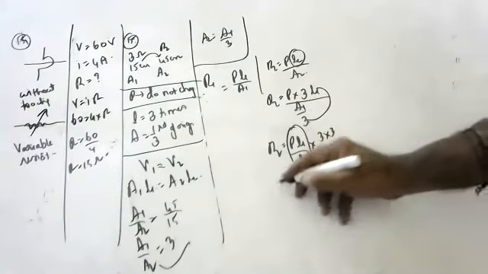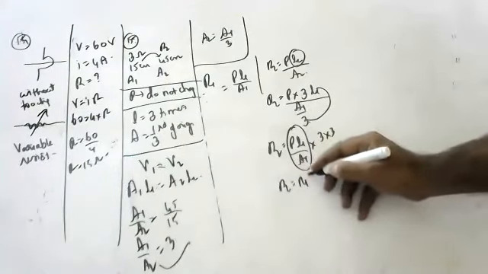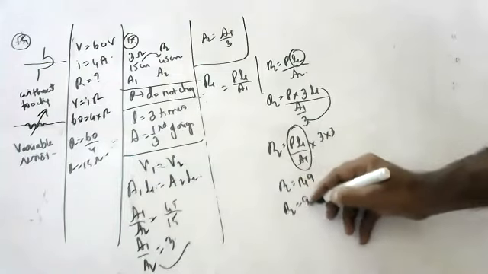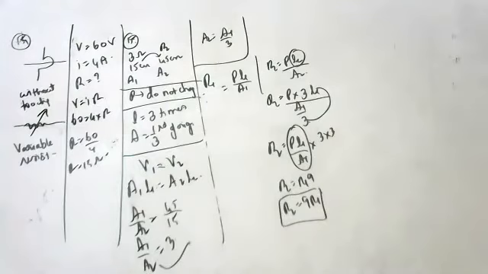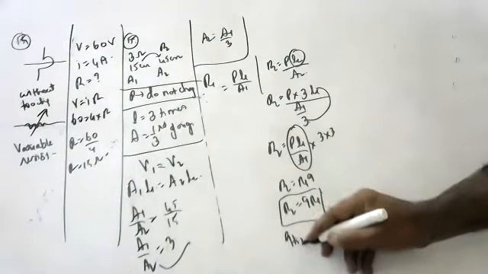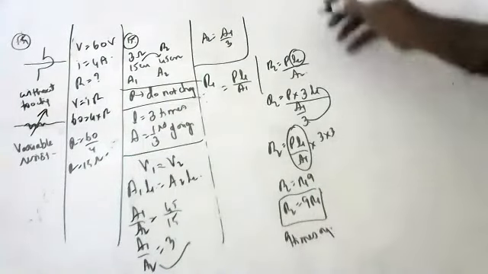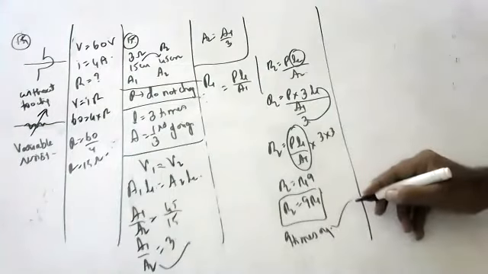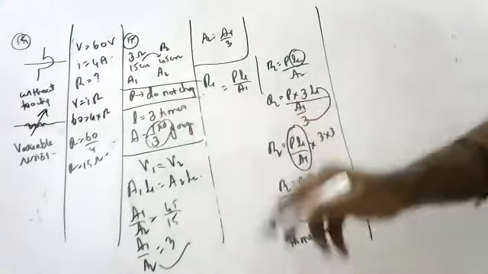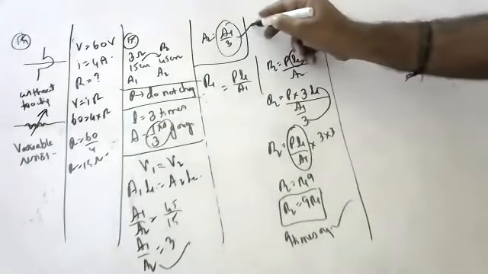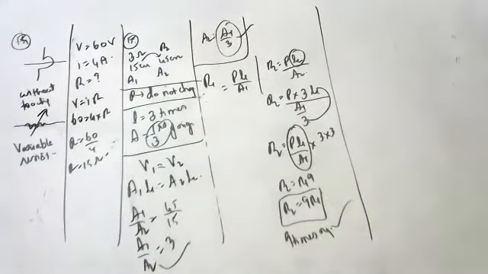But this is R1, no, children? So R2 is equal to R1 into 9. R2 is equal to 9 R1. Resistance becomes 9 times the original. Area is becoming how much? 1/3 of the original. And resistivity is not changing. Why is resistivity not changing? Because resistivity does not depend on anything like that. Resistance is becoming 9 times.